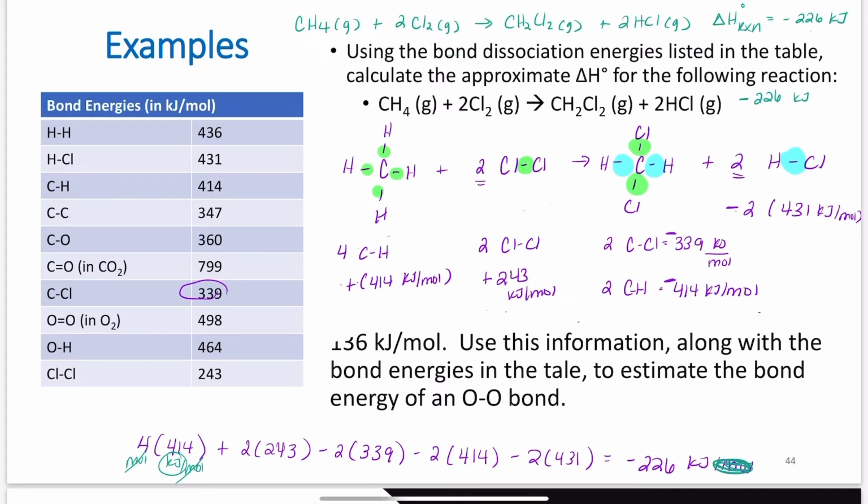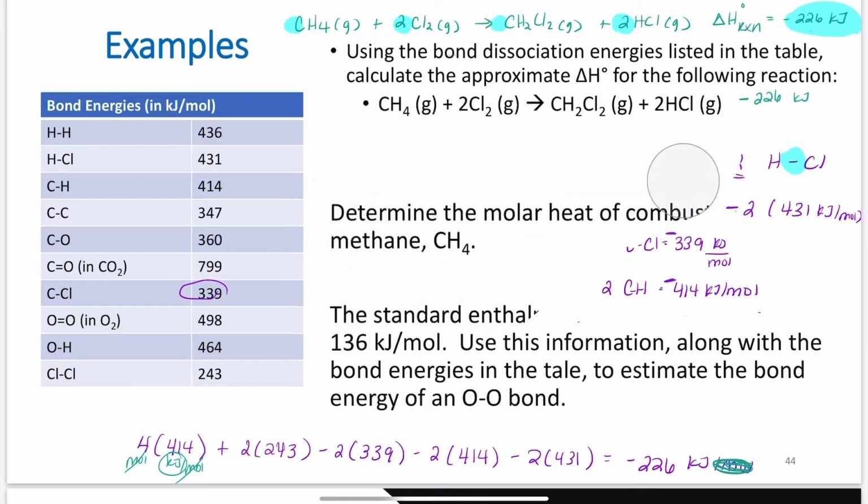So if I wanted it for, say, 1 mole of HCl produced, I would divide that number by 2. It would be 113 kilojoules for every 1 mole of HCl produced, because this value is correlating to the coefficients on the reaction itself. Let's look at the other two examples.